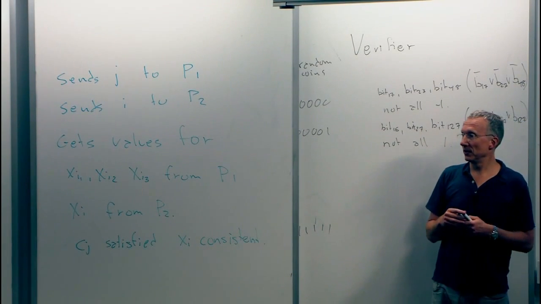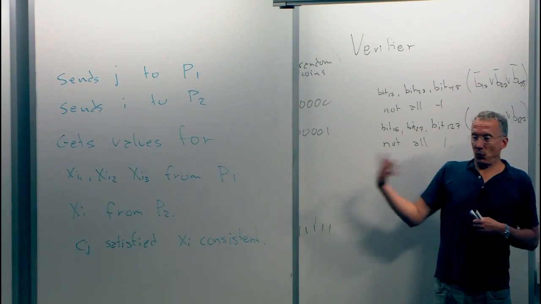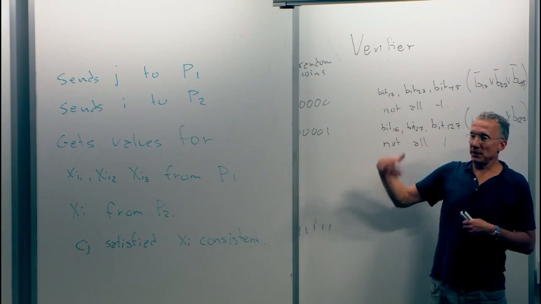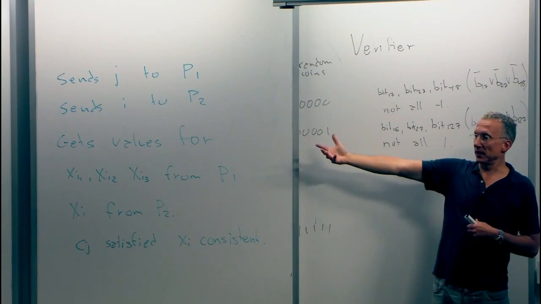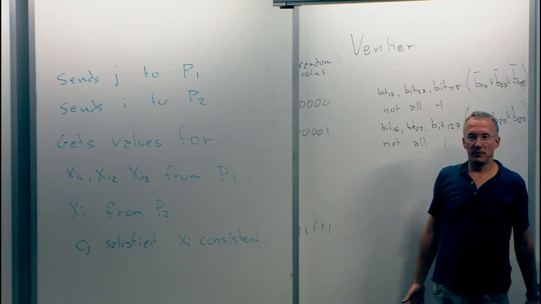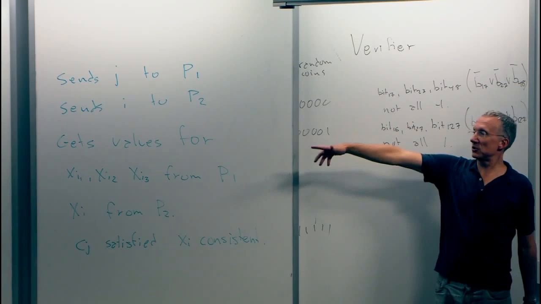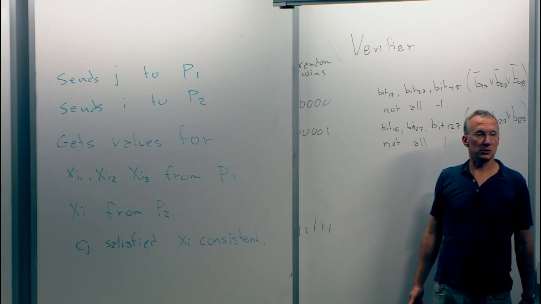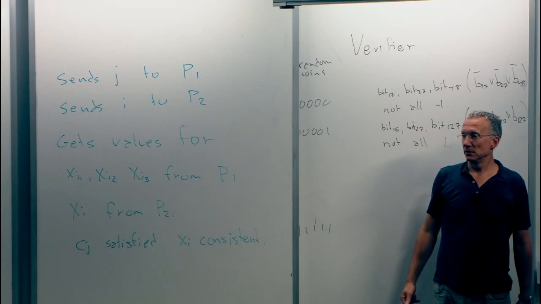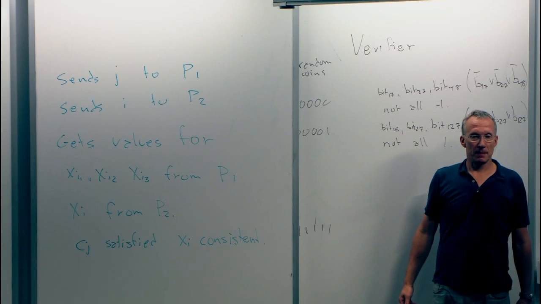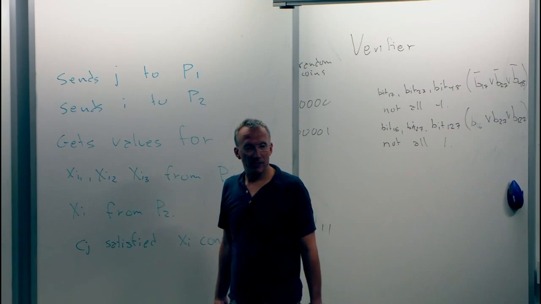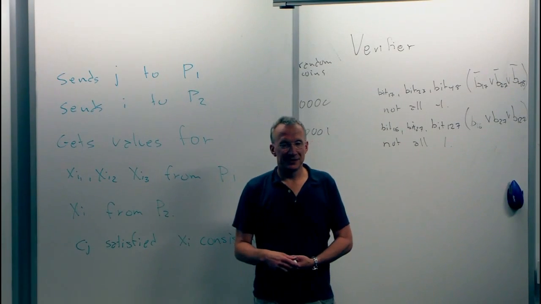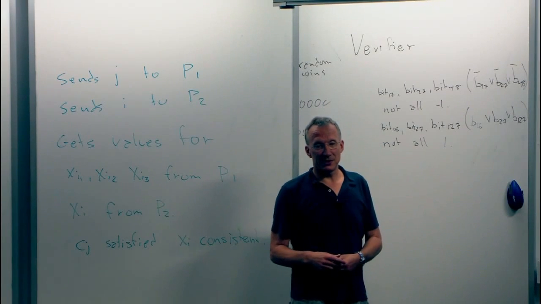Are you happy with this? So what's the optimal strategy? If the formula is satisfiable, there's a strategy for P1 and P2 that always makes the verifier accept, right? They just agree on a satisfying assignment and tell the verifier this. What's the optimal strategy if you can only satisfy a fraction Ca of the clauses? How well can they convince the verifier? So they do the obvious: they select a maximally satisfiable assignment and give that. Is that the best they can do?